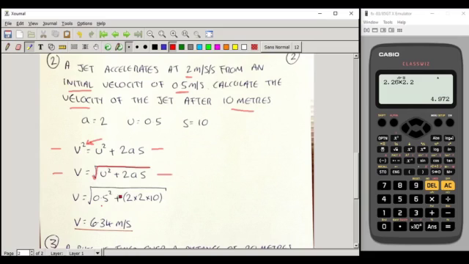Do it all in one go. If you want to, you can put brackets around that. It's up to you. So we'll do this, square root. So now we can do this.